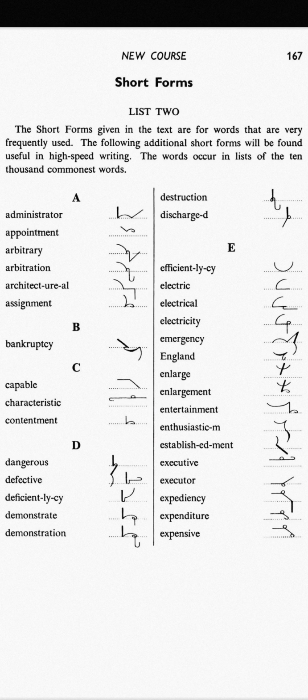K stroke double here with R hook with S circle with another K stroke above the line whole outline for characteristic. T stroke half here on the line, M stroke half here with N hook on the line for contentment. D stroke on the line with J stroke with R hook with S stroke through the line for dangerous. D stroke on the line with F hook, K stroke with V hook on the line for defective.